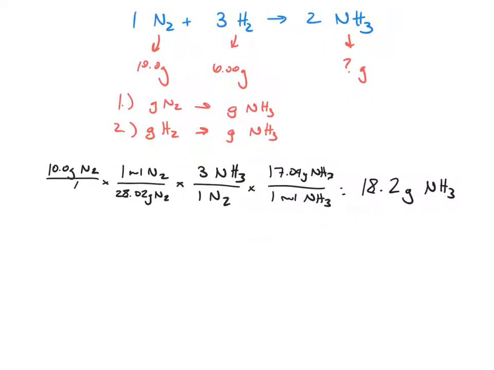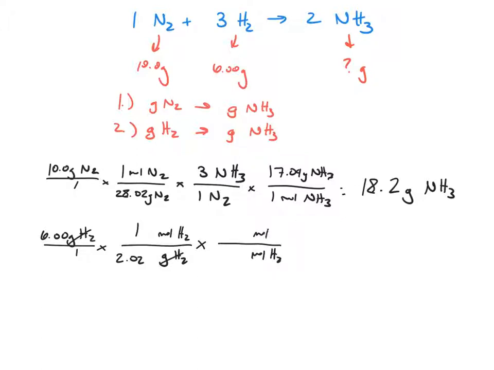So let me scroll up to give myself a little bit more room. Now I'm going to start with the 6.00 grams of H2 over 1, and I'm going to multiply by having grams of H2 on the bottom and moles of H2 on top. 1 mole of H2 is equal to 2.02 grams. Again, that's the molar mass, which I can get by adding 1.01 plus 1.01. So grams will cancel. Next step is to do the moles of H2 to moles of NH3 conversion. And so as it was before, there's 2 moles of NH3.